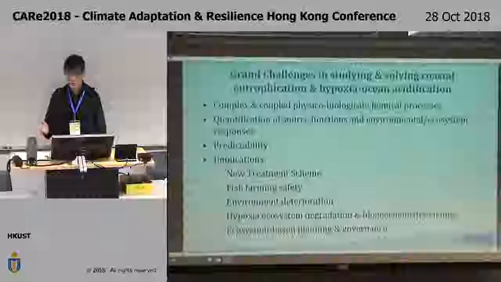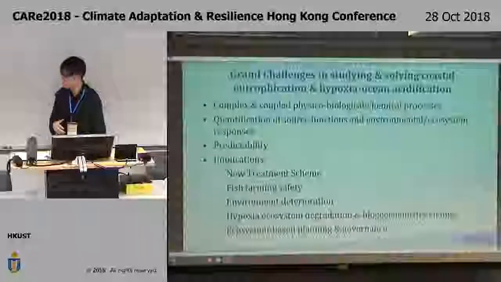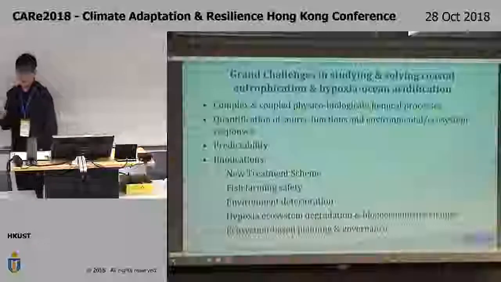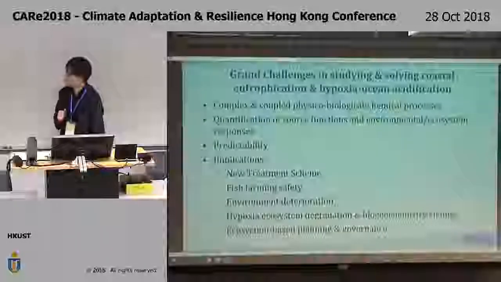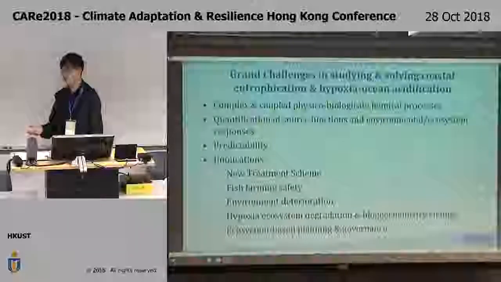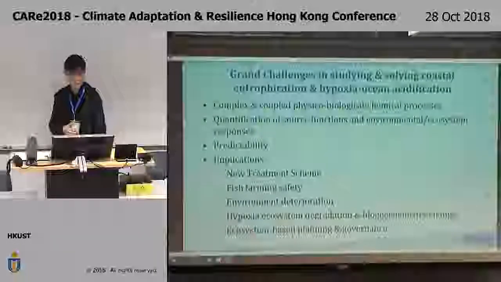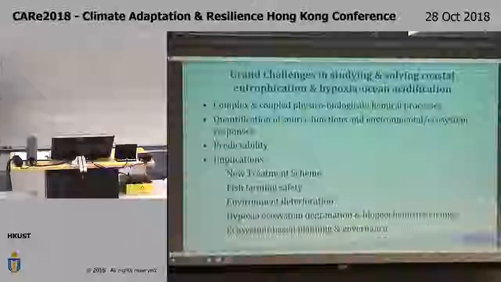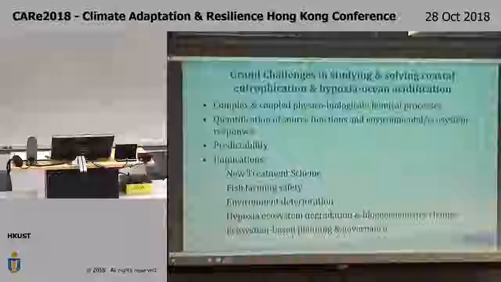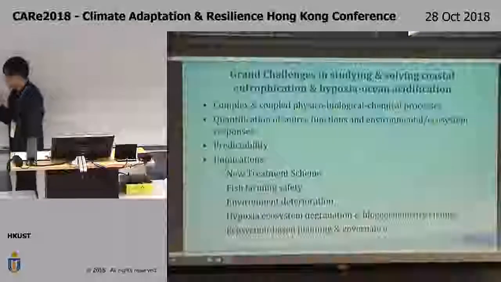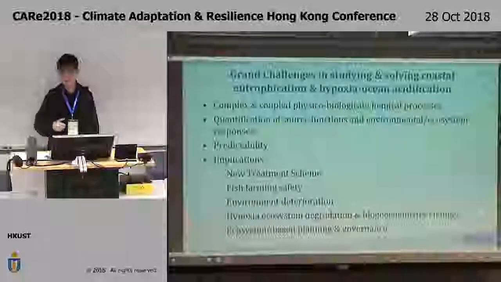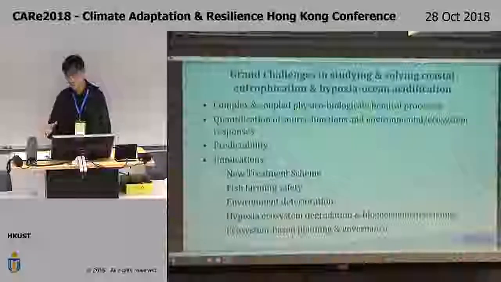The grand challenge in studying or solving coastal eutrophication and hypoxia: there are many issues. One, of course, is the science, and one is quantification, because policymaking wants to quantify the assessment, and also you need predictability in space and time of this eutrophication in order to remediate these problems. There are many implications for this type of research. If you talk about the new waste treatment scheme, fishery farming, safety, environmental deterioration, hypoxia, ecosystem degradation, biogeochemical change, and ecosystem-based planning and governance. So these are the things in both research and policymaking.